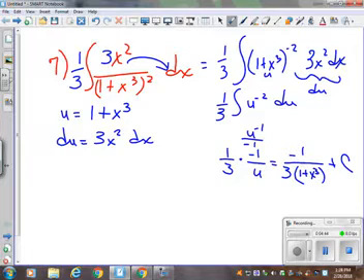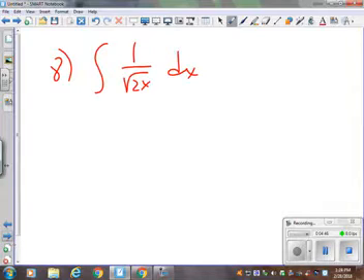All right, let's look at another one. So in number 8, I'm integrating 1 over the square root of 2x. And again, the whole point is to figure out what's inside and take the derivative of it. So what's inside my problem? 2x. What is the derivative of 2x? So that means 2 dx.